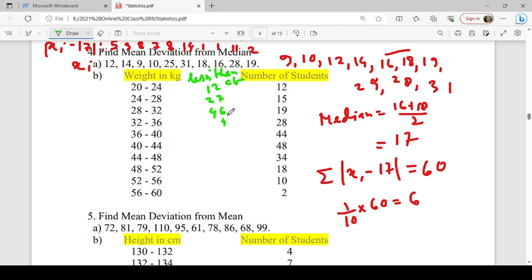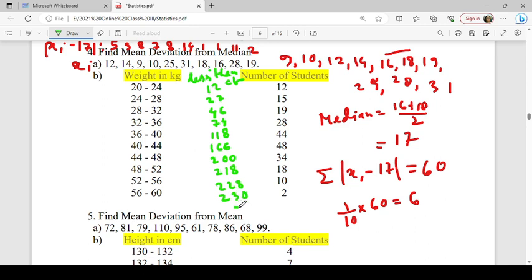46 plus 28, it is 74. Then less than 40 it is 118. Less than 44 it is 126, 166. Less than 48 it is 170, 200. Then 218. Then 228. Then 230.